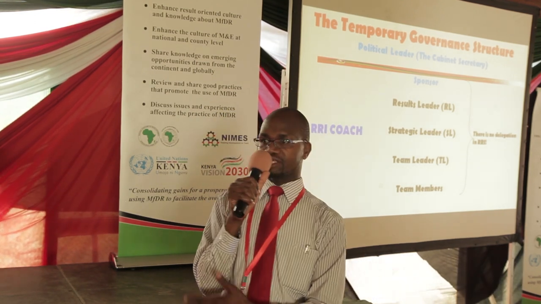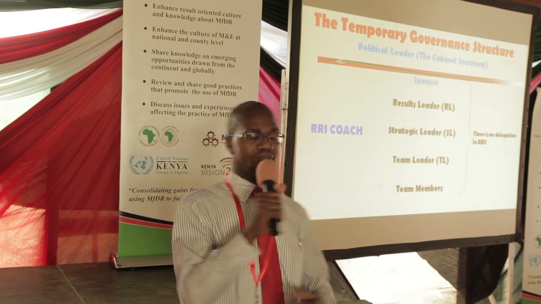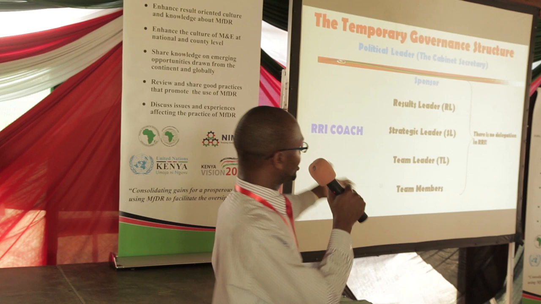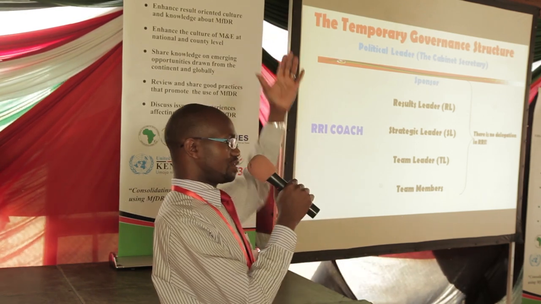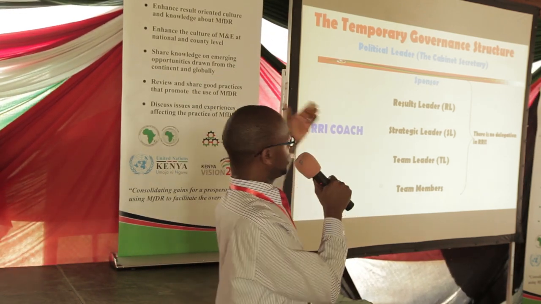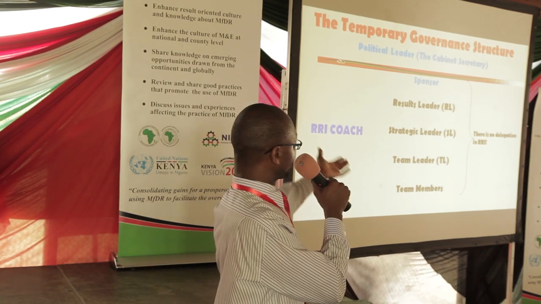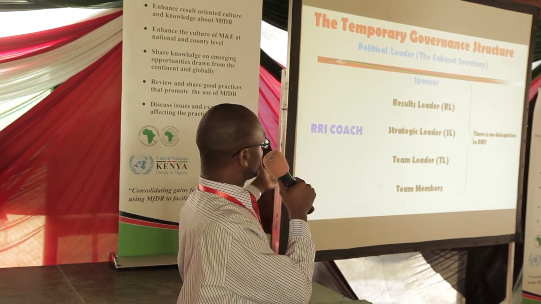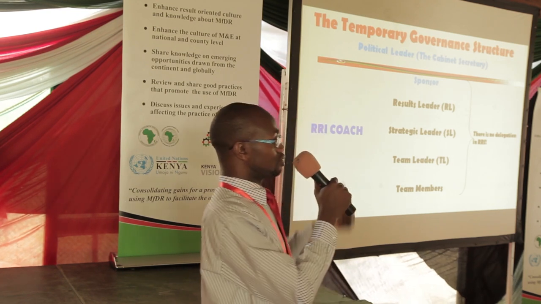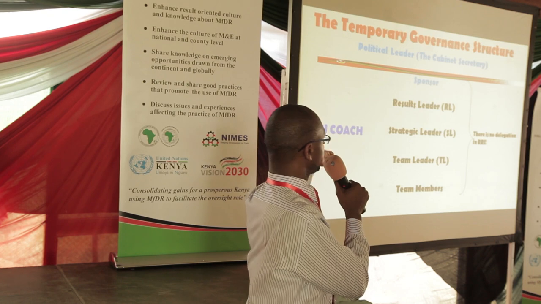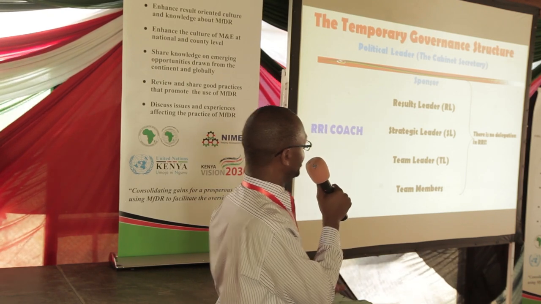But again, for the sake of the Kenyan devolved system, the political leader there is the governor, supported by the deputy governor. The sponsor at the national level is the principal secretary. At the devolved system at county level, normally it is the county secretary. The RRI coach, we have the resource leader, the person who will be charged with the responsibility to ensure that the result actually gets achieved, the strategic leader, and team members.